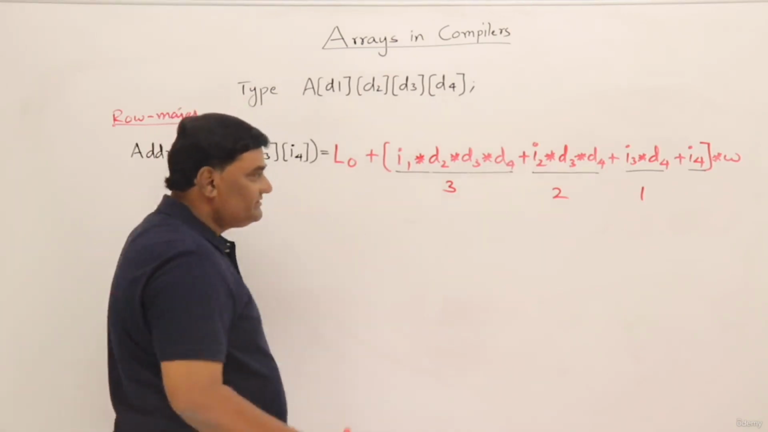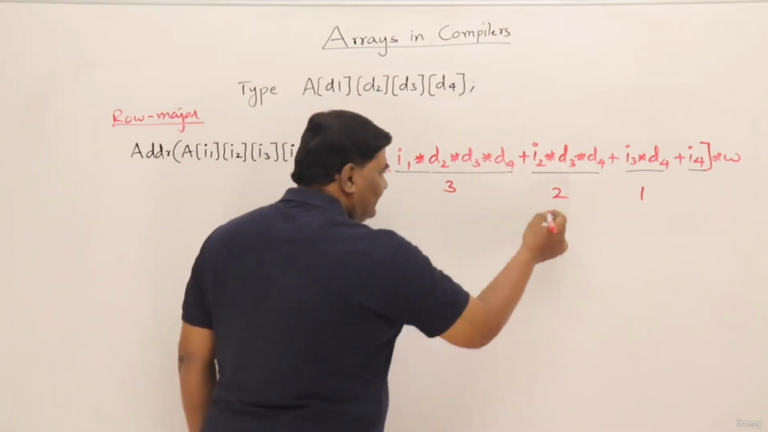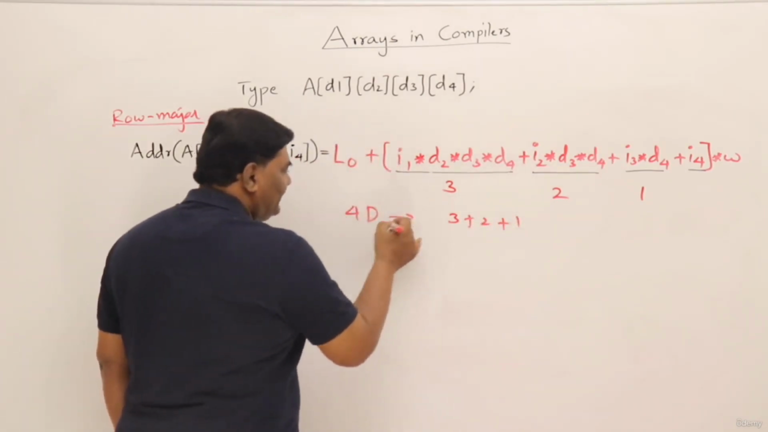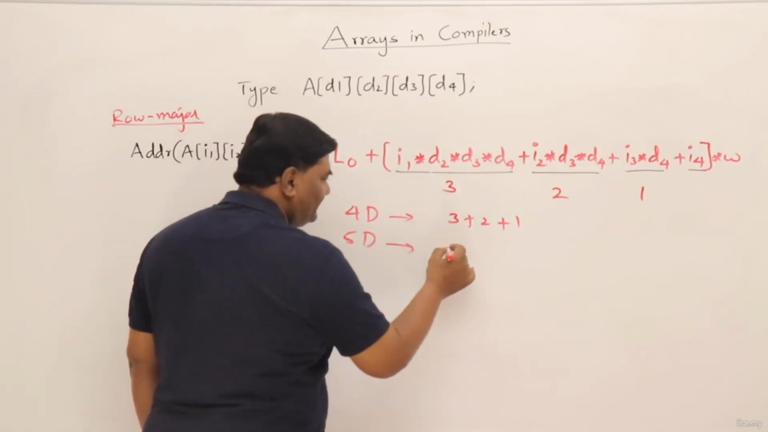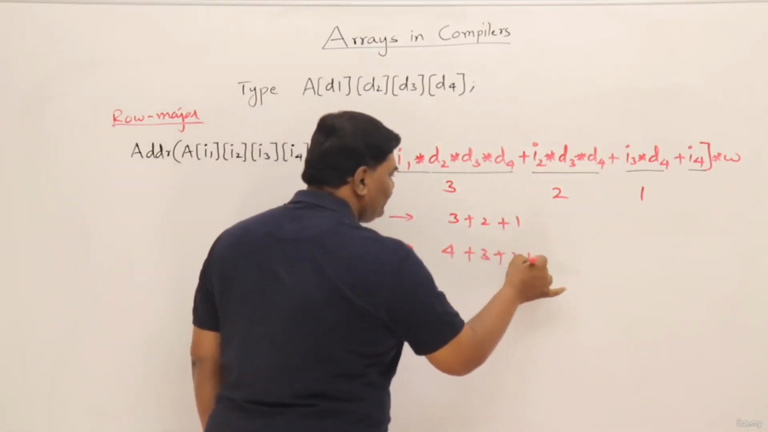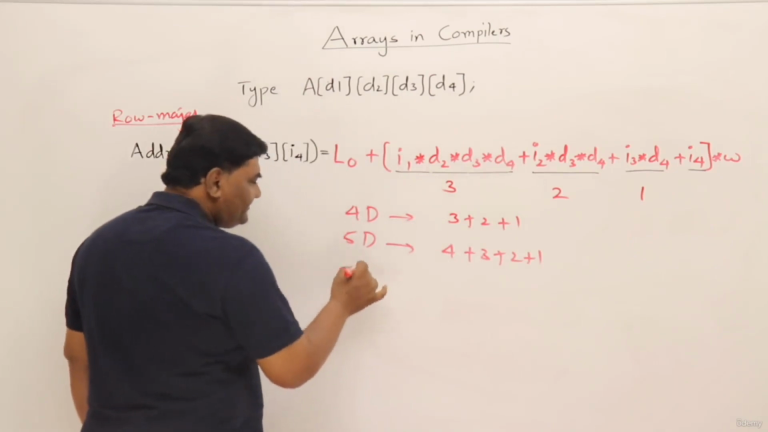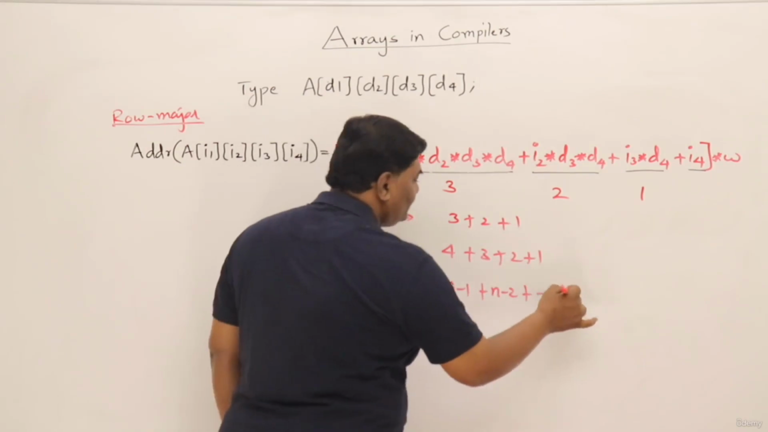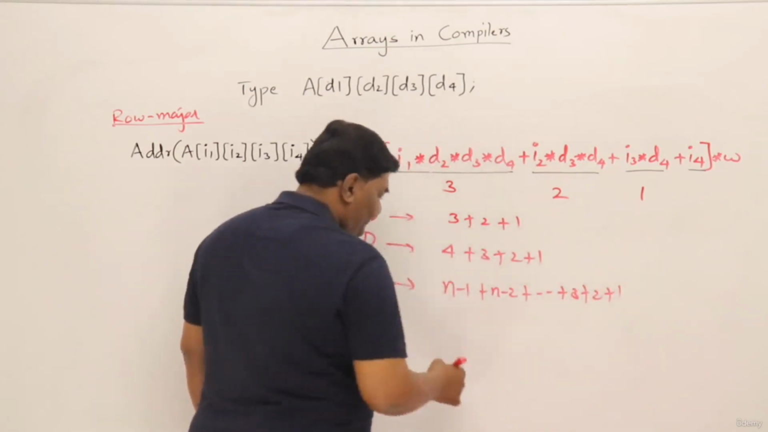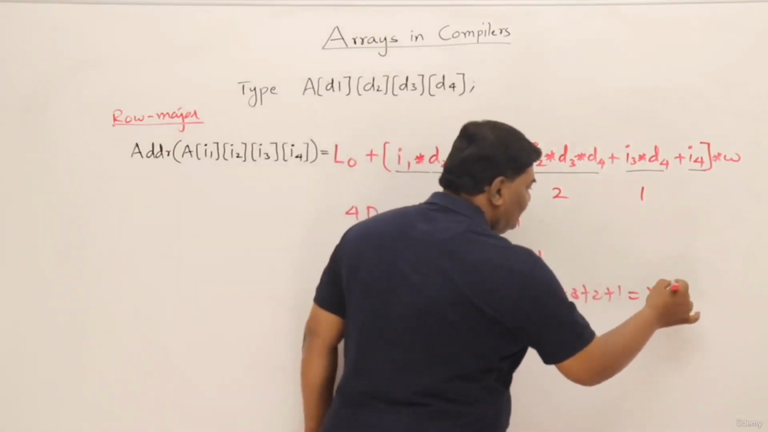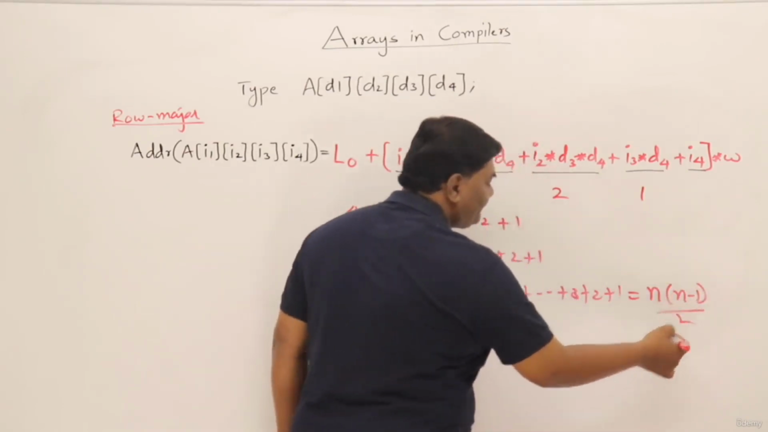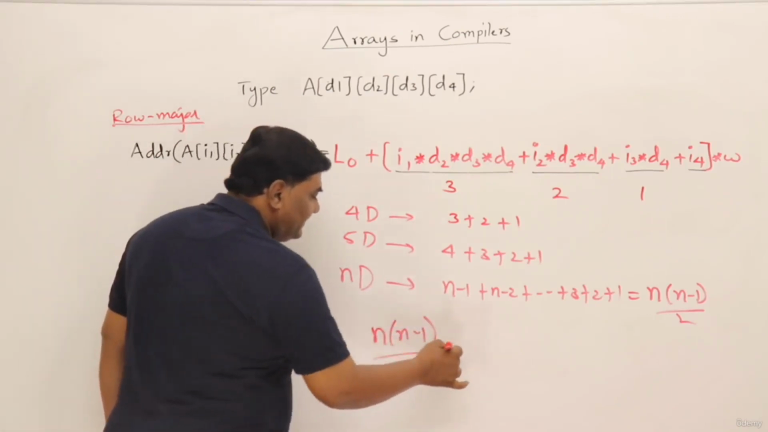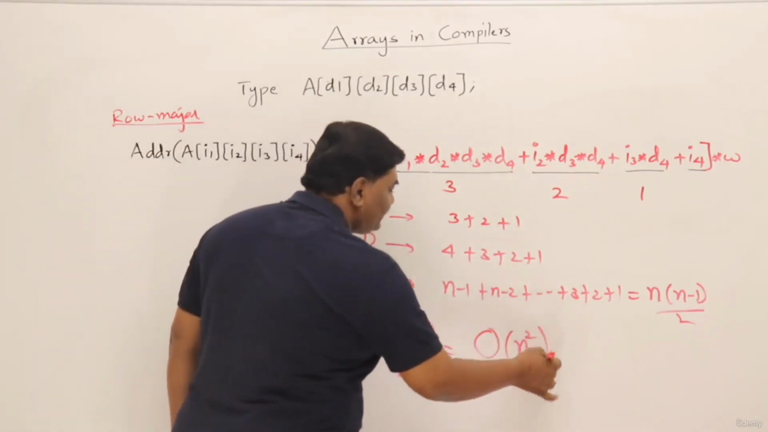Now for 4 dimensions, how many multiplications are there? This is 3 plus 2 plus 1 for 4D. It means for 5D, how many multiplications will be there? So 4 plus 3 plus 2 plus 1. So for n dimensions, how many multiplications will be there? N minus 1 plus n minus 2 plus, and so on, down to 3 plus 2 plus 1. So this is nothing but n into n minus 1 by 2. So n into n minus 1 by 2 is order of n square multiplications.